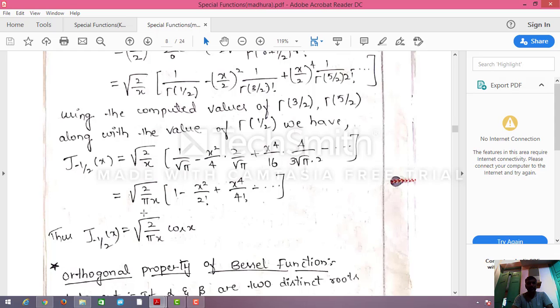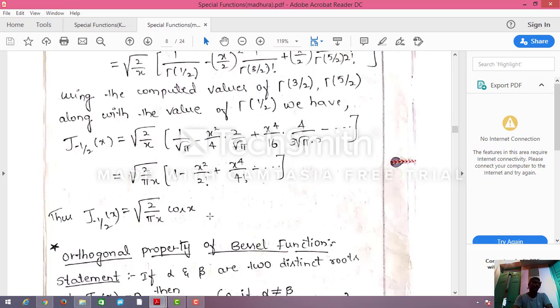Now I can write square root of 2 divided by pi x, this one 1 − x²/2! + x⁴/4! − and so on. I will write it as cos x. That's all. These are the results of J_{1/2} and J_{−1/2}.